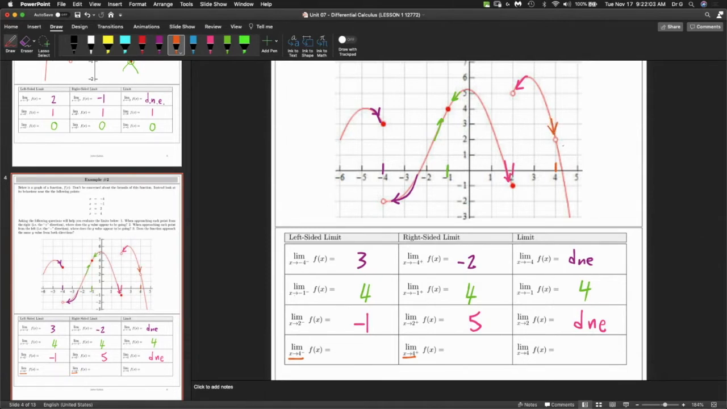To what y value would you approach? That's good. Thank you, Anthony and Jordan. Okay. And from the right, you approach a y value of 2 as well. So they're all the same.